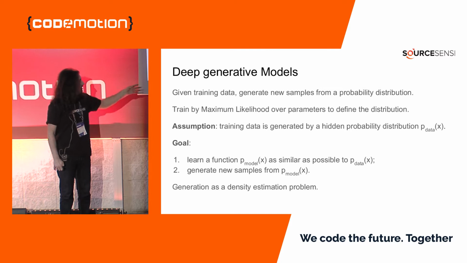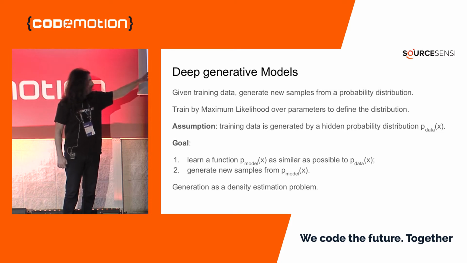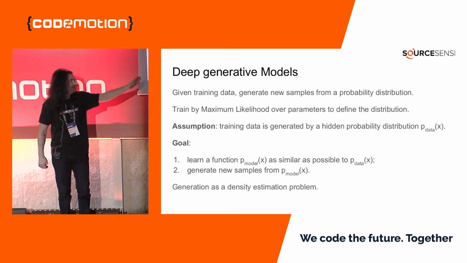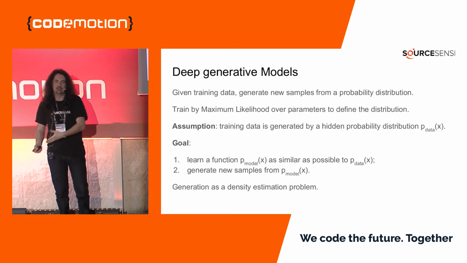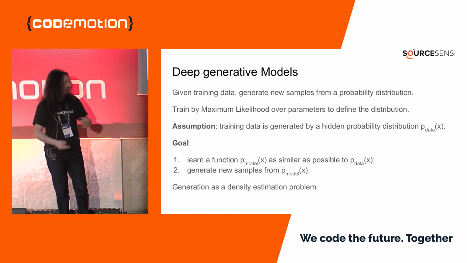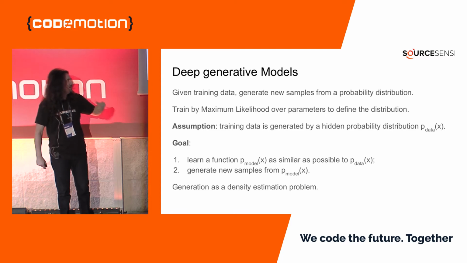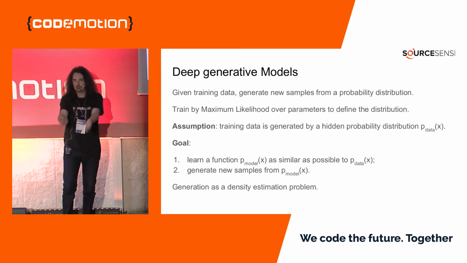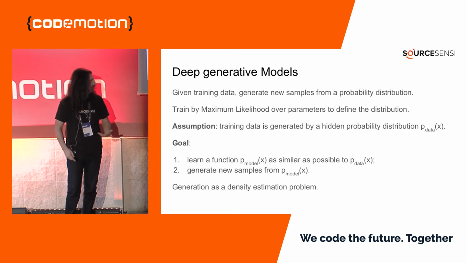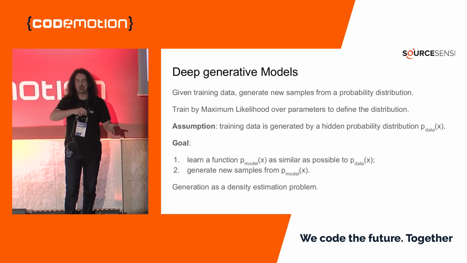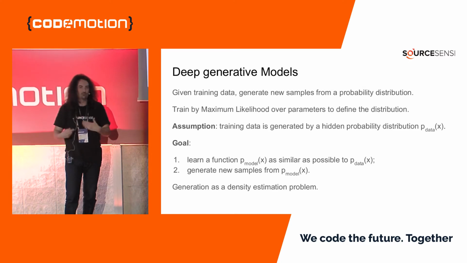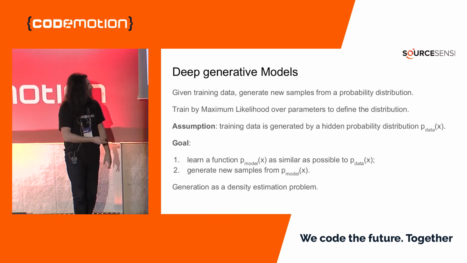So the goal is to learn a function, P model, as similar as possible to P data. Given the fact that data is originated by a probability distribution, which is hidden, we want to approximate as much as possible a model that mimics the real distribution. And then we want to generate new samples from the probability distribution model that we just created. So the generation starts as a probability density estimation problem in this case.